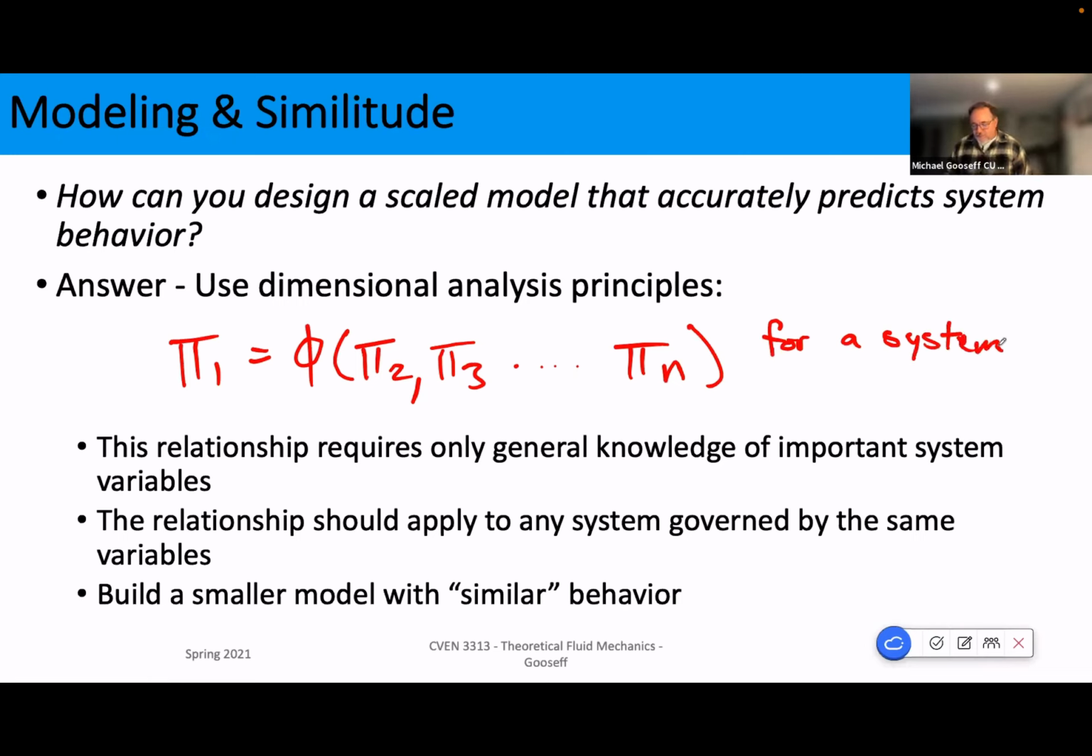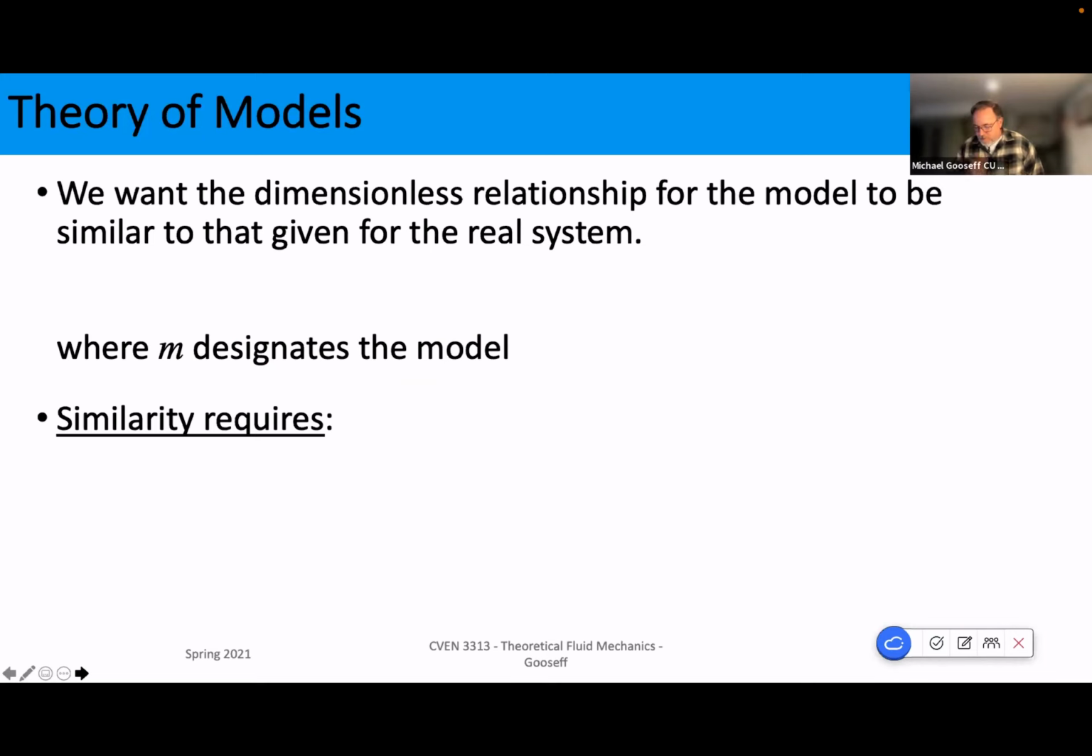Right, so the relationship requires only general knowledge of important system variables. The relationship should apply to any system governed by the same variables, but the smaller model, we expect that we're going to create some smaller model with similar behavior. So how do we dictate what that similar behavior is going to be so that we can have the power of prediction? All right, so what we want to do is come up with a dimensionless relationship for the model to be similar to what is given in the real system.